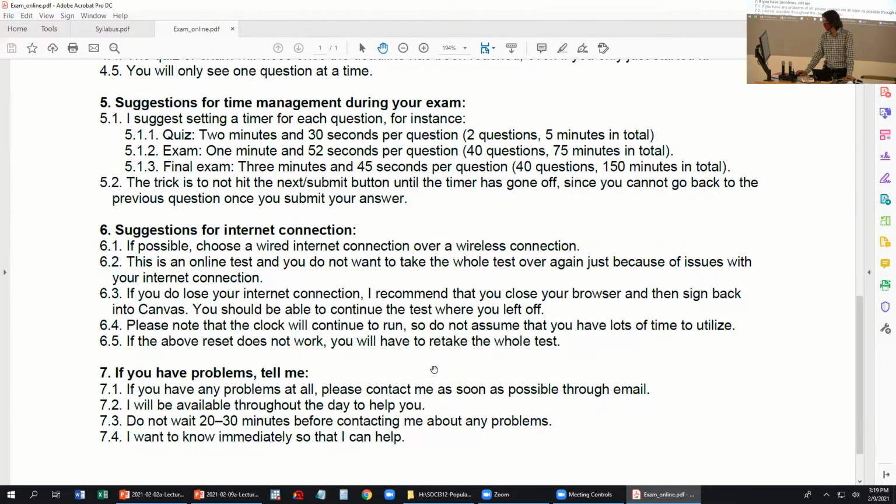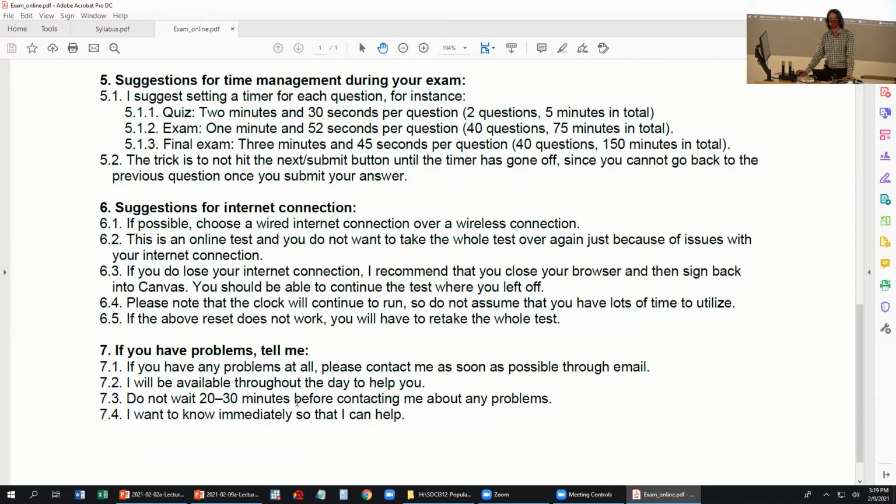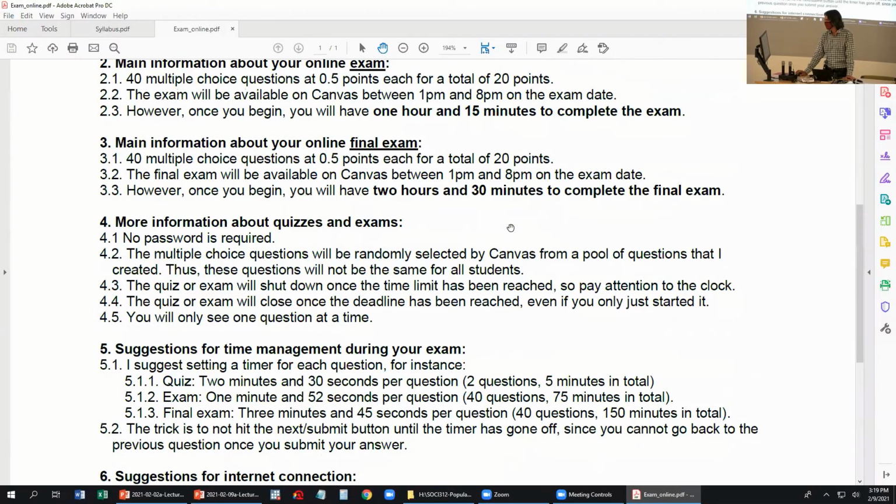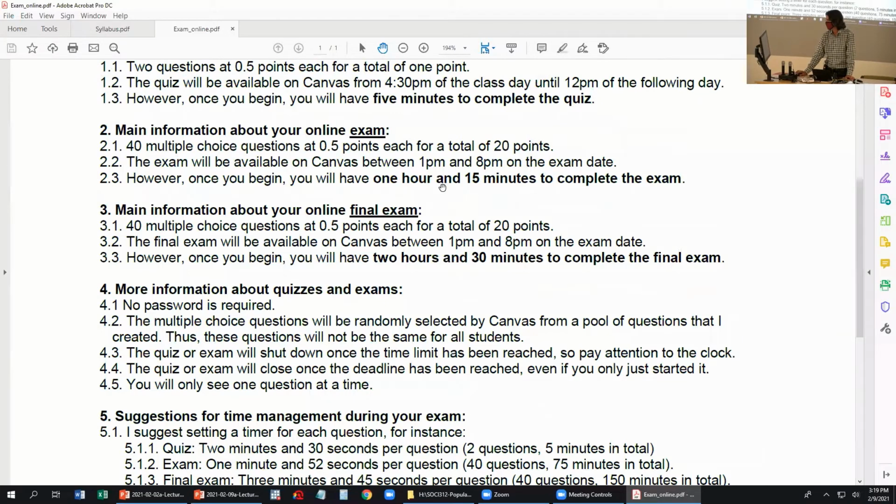And if you have any problems during the exam, just let me know, but try to start the exam at least before 6:30, because if you start at 7, you're going to have just 1 hour to finish the exam and not 1 hour and 15 minutes. Okay, so just be careful with that. So we are now talking about the exam. The final exam, we're going to have more time, but not the exams, right? All cool?